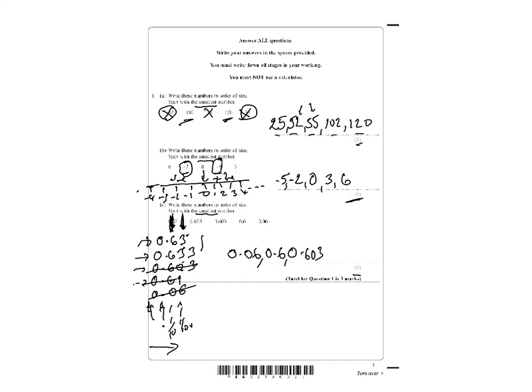I'm now left with just comparing these two. The first column, they're the same. The second column, they're the same. So I have to look at the third column. There's nothing in that one there. So that means that 0.63 is smaller than 0.633.